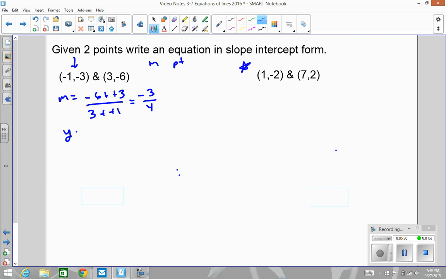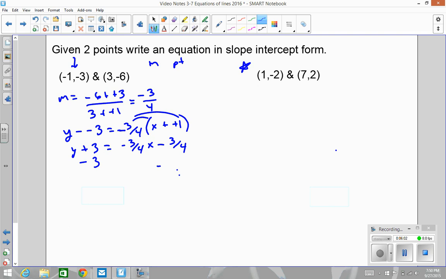So y minus -3 equals -3/4 times x minus -1. Two negatives make a positive. That's y plus 3 equals, distribute, -3/4 x minus, this is a negative sign, these two negatives make a positive, so that's minus 3/4. Now I'm going to have to move the 3 over, so that's going to be a -3. I can't take a 3 away from that, so I'm going to subtract.